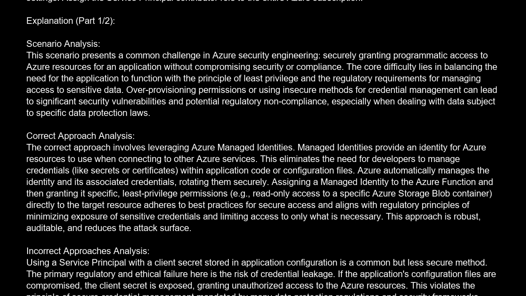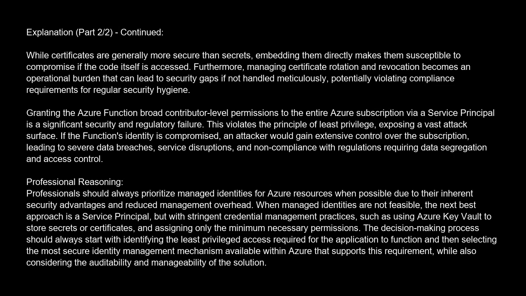Creating a service principal with a certificate and embedding the certificate directly within the Azure Functions code or deployment package presents a similar risk. While certificates are generally more secure than secrets, embedding them directly makes them susceptible to compromise if the code itself is accessed. Furthermore, managing certificate rotation and revocation becomes an operational burden that can lead to security gaps if not handled meticulously, potentially violating compliance requirements for regular security hygiene.